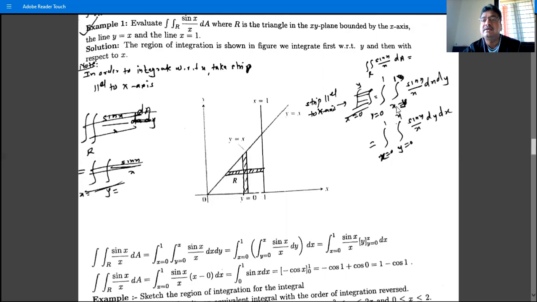So x is equal to y is the lower limit, and the other end of the strip touches the line x is equal to 1. So x is equal to 1 is the upper limit. And in order to cover this area, we have to move this strip from this point to this point, right here, the dotted line. So here y is 1. So y runs from 0 to 1.